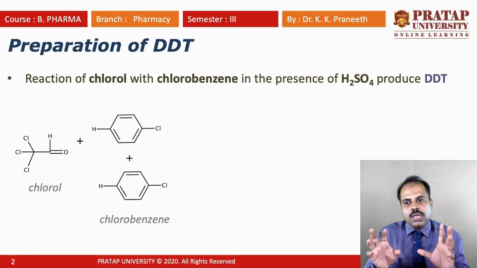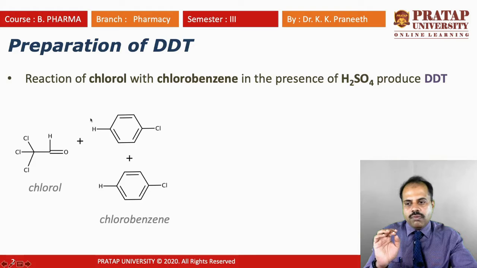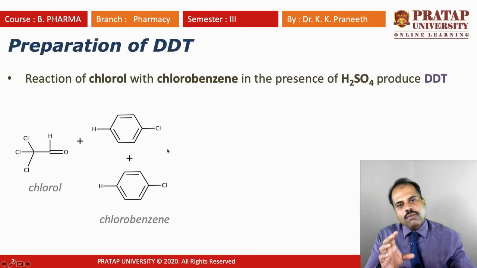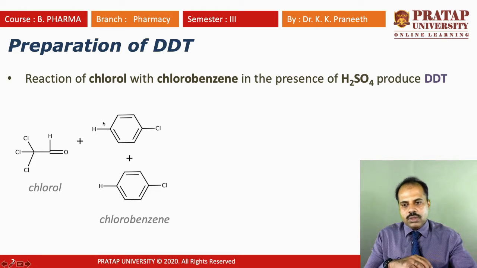So DDT can be prepared by the treatment of chloral. This is the chloral structure. It contains the trichloroaldehyde CHO group. So this is chloral, and it is treated with chlorobenzene. Chlorobenzene, we already know, is benzene having one chlorine group, right? So we need two chlorobenzene. This is why I have written two chlorobenzene.